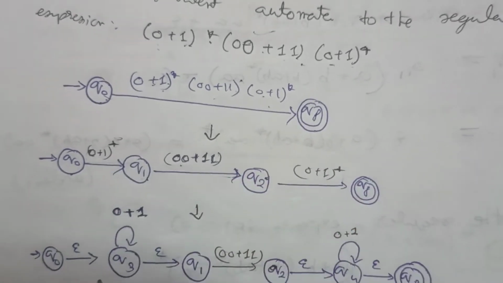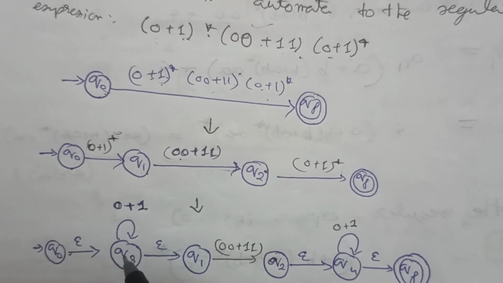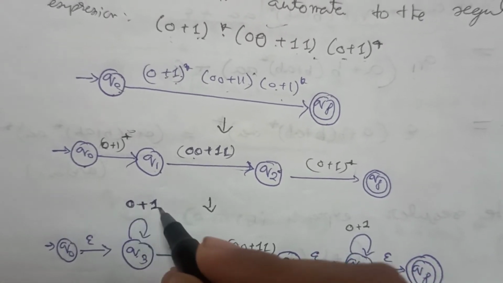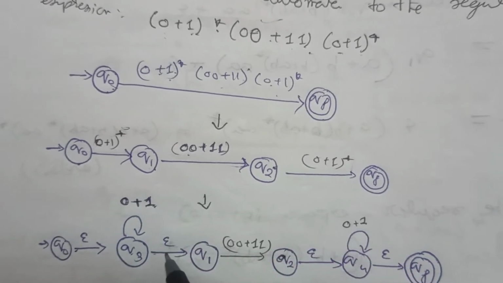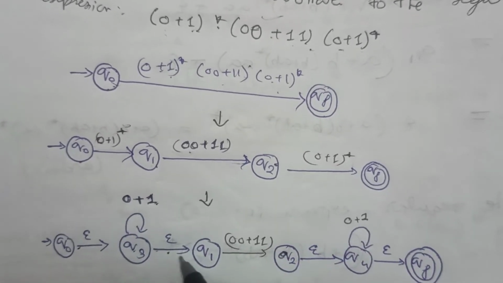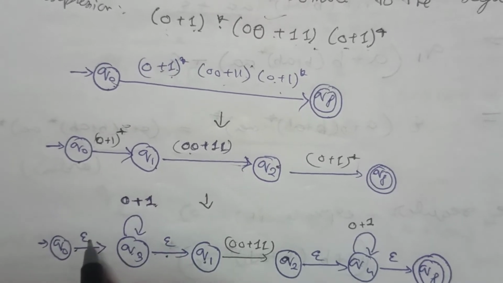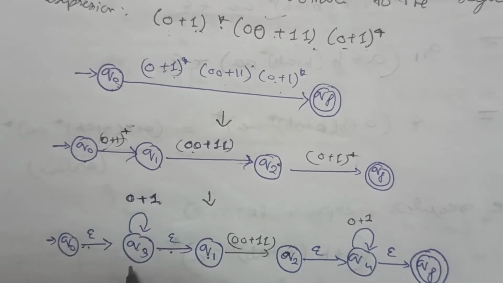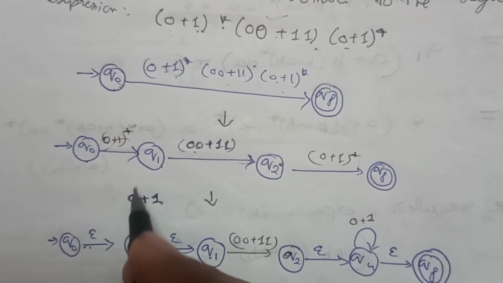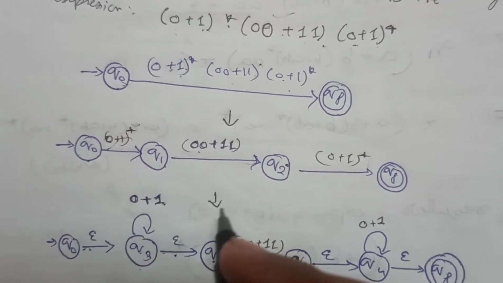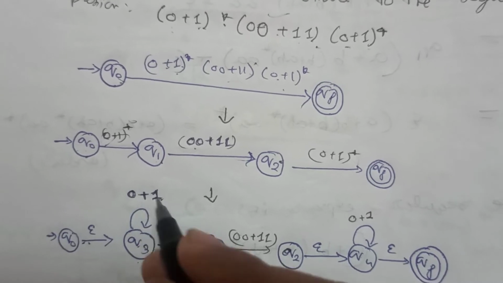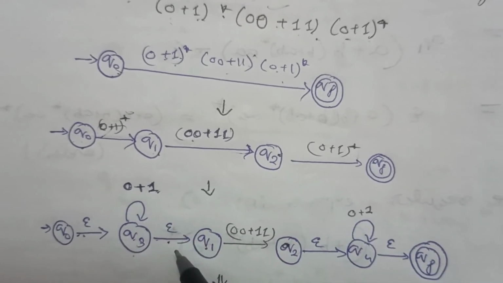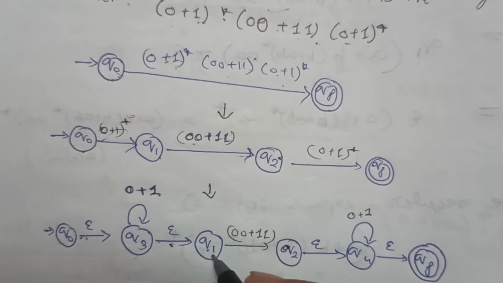Again I will make q0 to q3, a new state, and I will show the repetition of 0 or 1 in it, and again I will give another null transition here, and I will reach q1. So from q0 I get a null transition and reach a new state. Here I repeat 0 or 1, anything, many times. No matter how many times it comes, I repeat it in a self loop, and then again it receives a null transition and it reaches q1.